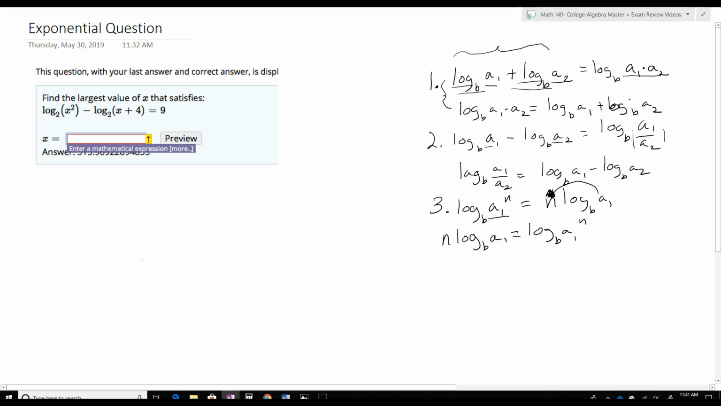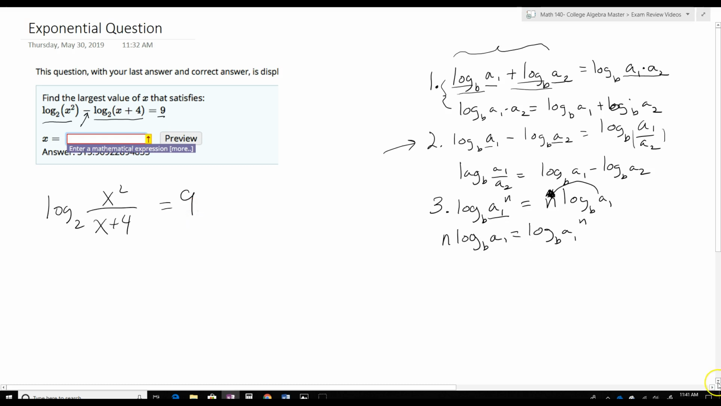So we've got these basic rules, and now we want to go through and use them in good ways to manipulate logarithms. So let's say I've got this one here, log base 2 of x squared minus log base 2 of x plus 4, and that equals 9. I'm going to use my rules of logarithms, and you'll notice we've got the minus here, so that's going to be the one where I've got the division. So this gives me log base 2 of x squared over x plus 4, and that'll equal 9.